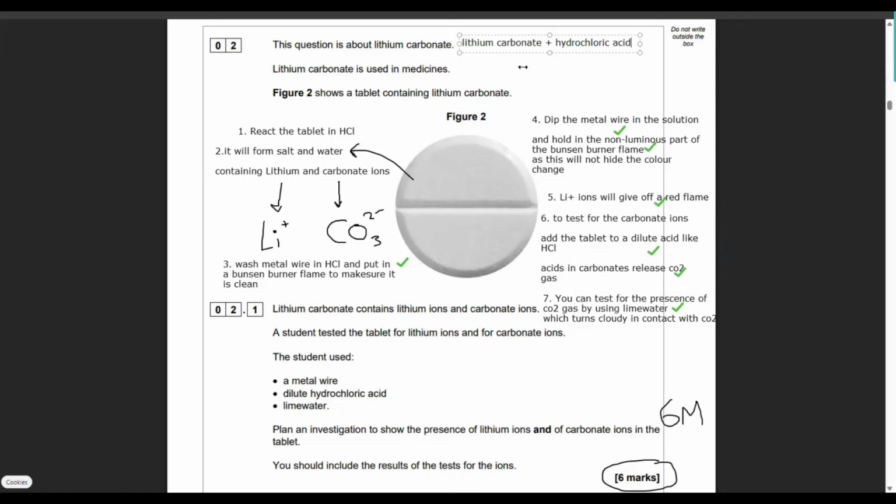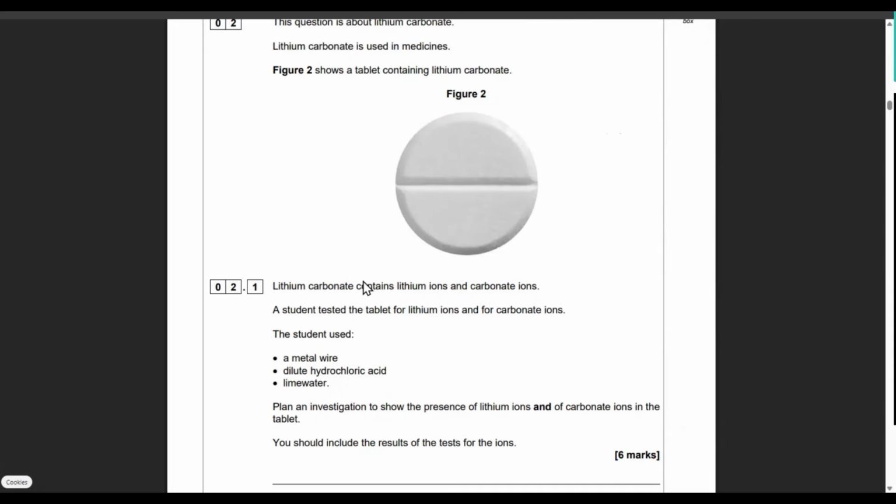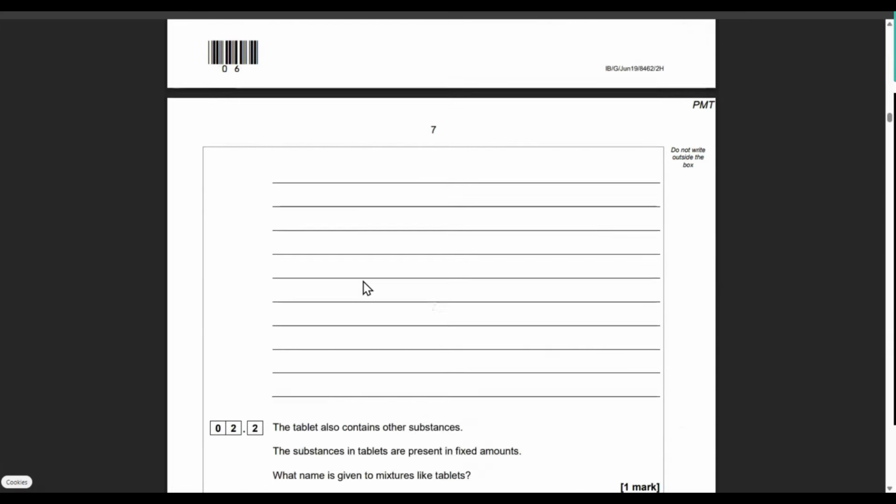And here's the equation. Lithium carbonate plus hydrochloric acid goes to lithium chloride, your naming salts bit, plus water, plus carbon dioxide. So I'd probably just dissolve it in water first to free up the lithium ion. So you can do the lithium ion test with the Bunsen burner, the first part. And then I would put some of my tablet in acid after to release the carbon dioxide from the carbonate, and you can test that. All right, cool. That's 2.1 done, and that was worth 6 marks.